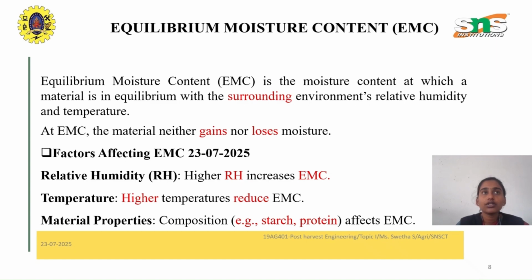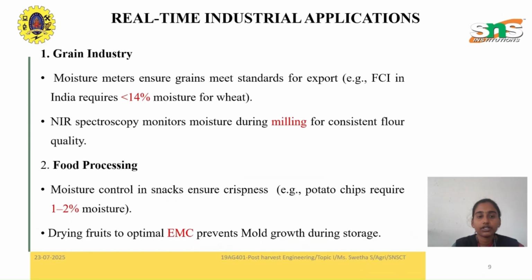There are also some factors affecting EMC, like relative humidity. When it goes higher, EMC increases. When temperature goes higher, EMC reduces. Material properties like protein, starch, and carbohydrates also affect EMC.